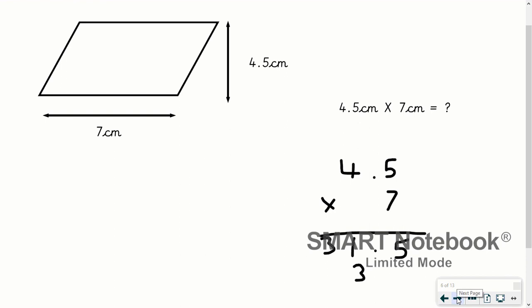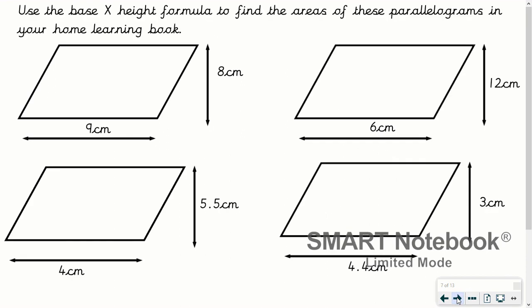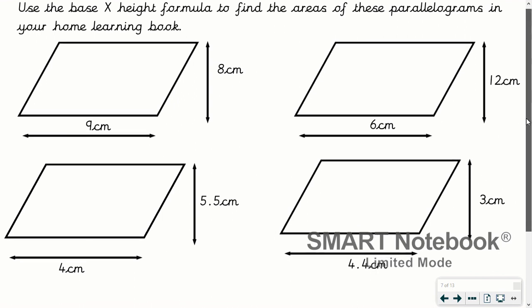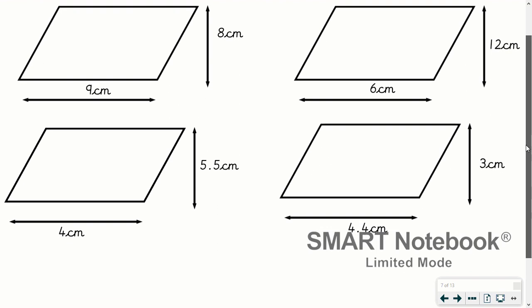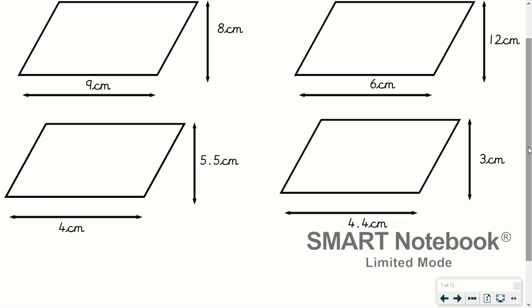Exactly the same formula as rectangles, just as easy. So what I would like you to have a go at now is using the base times height formula to work out the area of these parallelograms. Some of them you will have to do the times in decimals we've just done, but I've shown you exactly how to do that. I'm going to scroll down so you can see all the measurements on the screen without that annoying ink mark. So there are your 4 shapes in your home learning books. Give it a pause and find the areas of those parallelograms, please. Off you go.